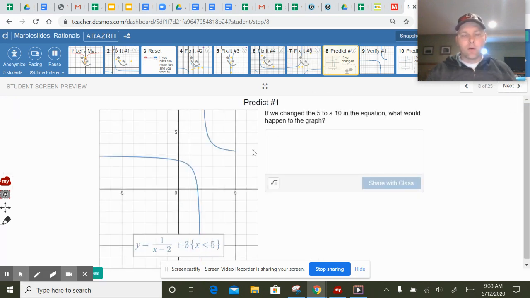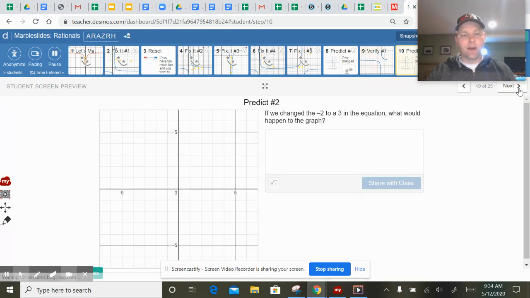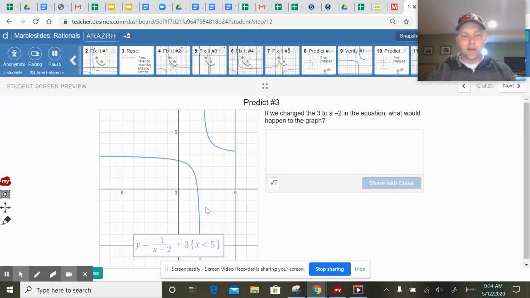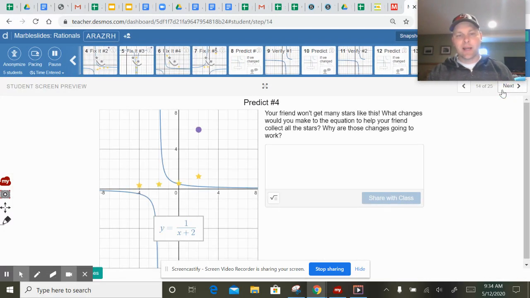All right, so there are some predictions here that you're going to do on these next slides. Slide 8, predict what happens if you change this 5 right here to a 10. You should know that, and then you're going to verify that, right? Predict what happens if we change this -2 to a +3 in the equation. What's that going to do? You're going to write to me about what that's going to do. Predict number 3, predict what happens when you change this +3 to a -2. We talked about that. So this is just making sure you understand how all those numbers affect it.